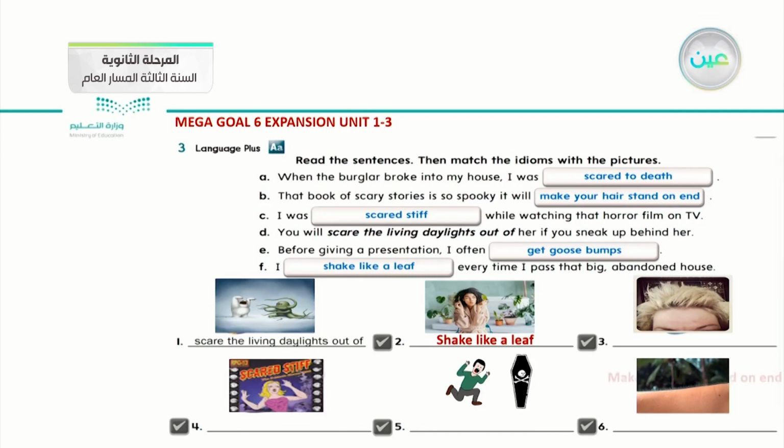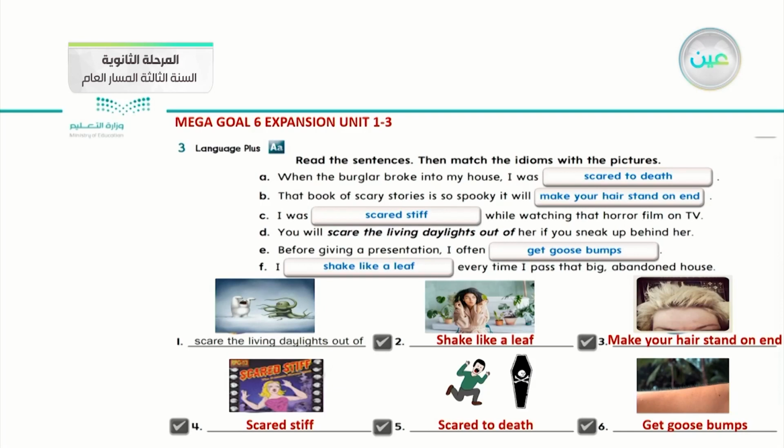Let me check the answers together. So number 3, make your hair stand on end. And number 4, scared stiff. Number 5 is scared to death. And the last one is get goosebumps.